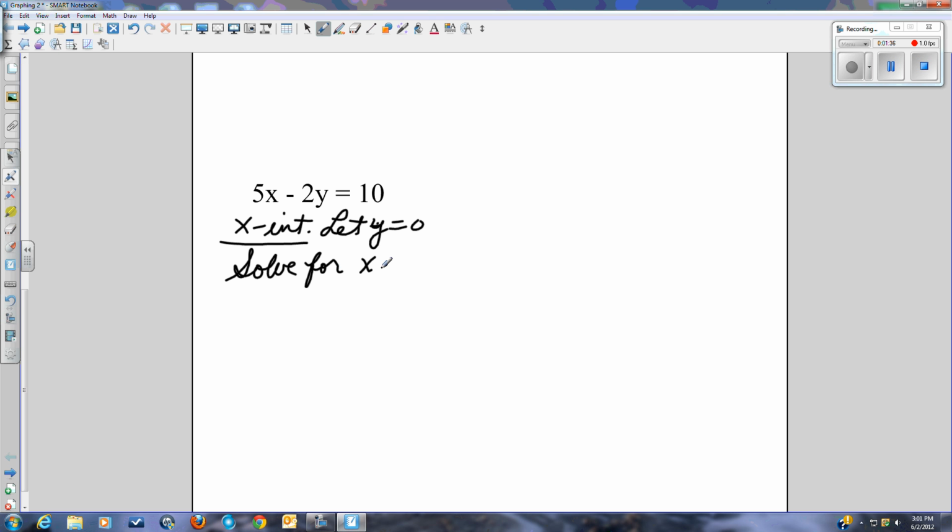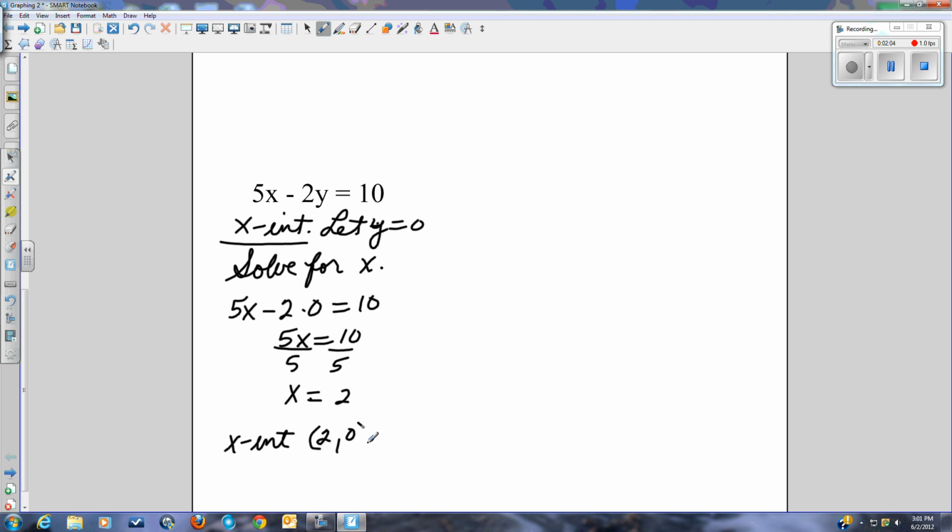So let's do that. We're going to plug in 0 in place of y. So we have 5x minus 2 times 0 equals 10. Well, 2 times 0 is just 0. So we have 5x equals 10. Divide each side by 5, and we have x is 2. So our x-intercept is the point, since x is 2, we're going to write that down, comma 0. Our y was 0.